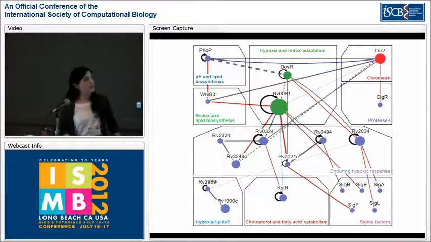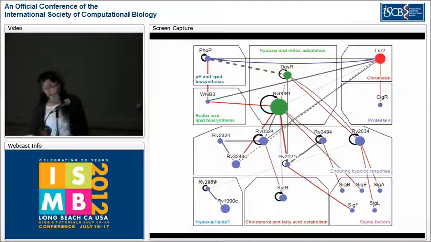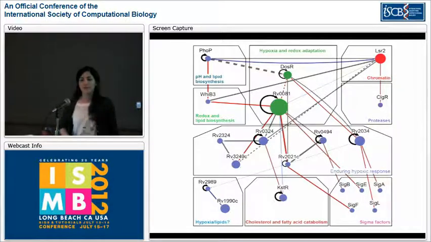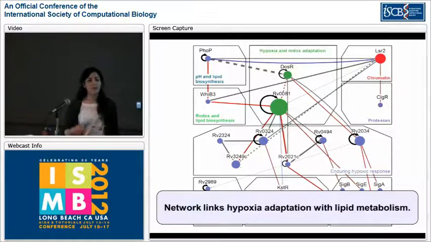This figure shows a subnetwork of some of the major regulators in hypoxia and redox adaptation, the enduring hypoxic response, chromatin modeling, and cholesterol and fatty acid degradation. And our network actually links these two factors, hypoxic regulators and the enduring hypoxic regulators, to KstR, which is the cholesterol and fatty acid or lipid metabolism regulator. So these two factors that were thought to be involved in TB latency independently are now linked through this network.